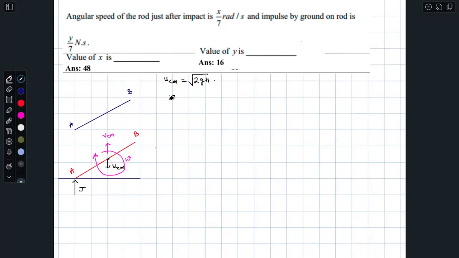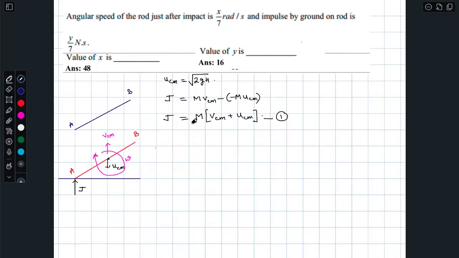And you said impulse J is M VCM minus M UCM. So clearly J is M times VCM plus UCM. Next. That's J. Clear. Let this be equation 1.